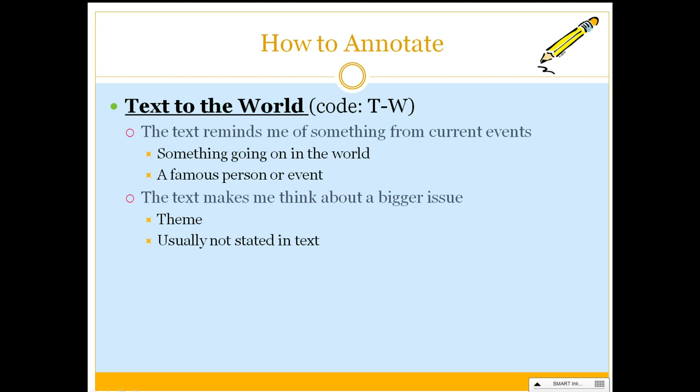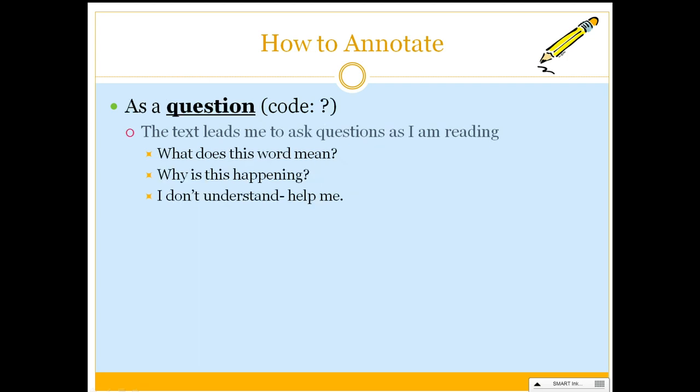Of course, there's other annotations here, but these text to text, text to self, text to world are all fairly similar and lumped together most often. So this is where the text reminds you of something that's maybe a current event, something that's going on in the world, or reminds you of a famous person or event, or even the text makes you think about a bigger issue. You're supposed to be thinking about themes, so that's something you should start doing on a regular basis. And remember that theme is usually not stated in the text. You have to actually think about it in relation to the world around you and the lesson or theme you're supposed to be learning.